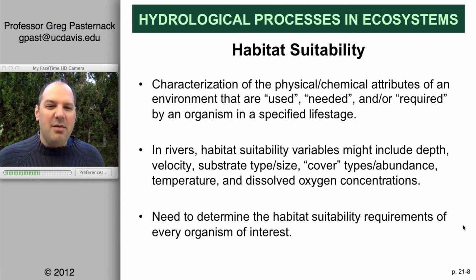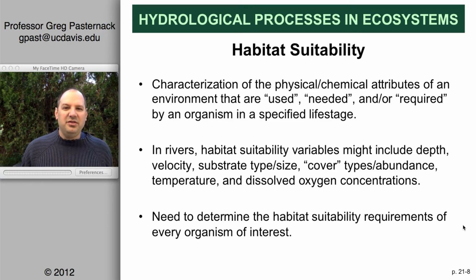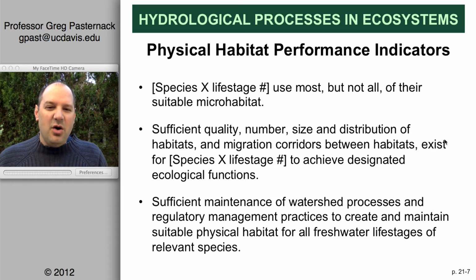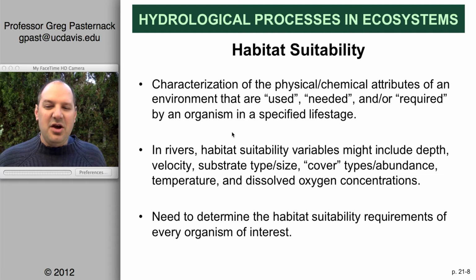Okay, so moving right along, how do we make an assessment of the status of an individual river? Well, the first thing we have to do is know something about what those organisms want. If we go back to this slide, we have to assess: are they using most but not all of their suitable habitat? And is there sufficient quality, number, size, and distribution of habitats? Well, that presupposes that you know what habitats those organisms want. How do you know that?